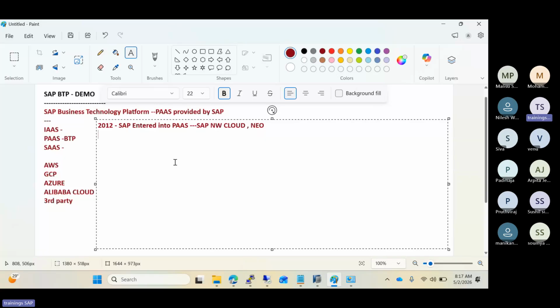Later, in 2013, they rebranded that Neo platform, the NetWeaver Cloud, to the SAP HANA Cloud Platform, or HCP. You may have heard about this HCP also. Later, they introduced multiple environments. In 2017, they dropped the HANA word from HCP.